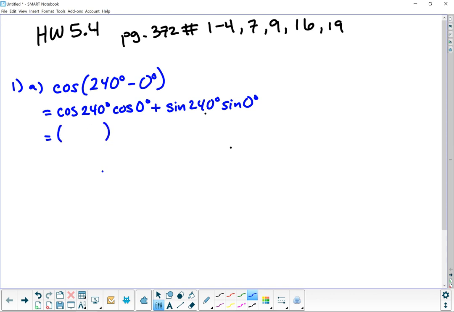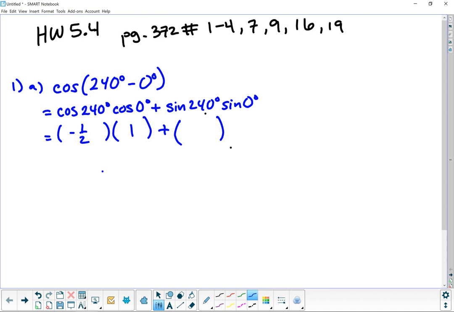So cosine of 240 degrees, using your unit circle. Look at your unit circle if you need help. 240 degrees, cosine is the x. The x is going to be negative 1/2. 0 degrees, the cosine is the x. The x is 1, plus.